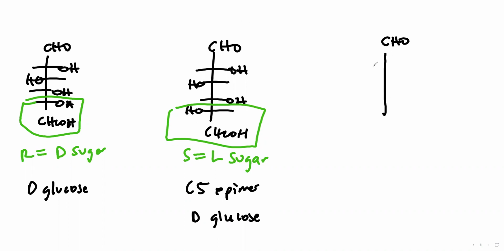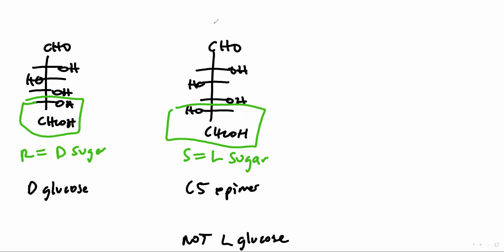Let's take this sugar, or sorry, let's take, actually, yeah, I guess I'll just tell you. I had an example in my mind, but now I think I might confuse you guys more because it's confusing me in my head. The answer, very succinctly, is that this, in fact, is not L-glucose. This is the C5 epimer of D-glucose, but it's not L-glucose.